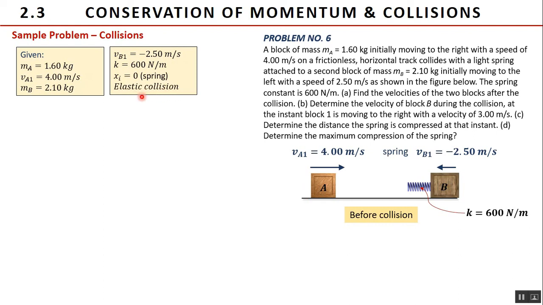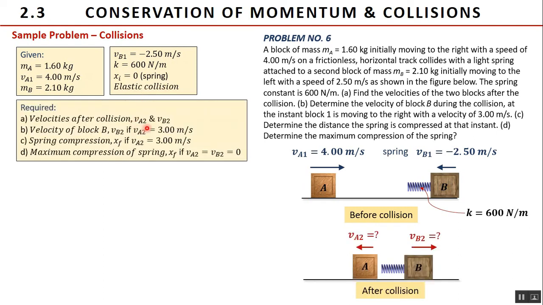Now what we are looking for is letter A, the velocity of each block after collision, vA2 and vB2. Letter B, the velocity of block B, vB2, if vA2 is 3 meters per second. Letter C, the spring compression, x sub f, if vA2 is 3 meters per second. And letter D, the maximum compression of the spring, x sub f, if the blocks stopped. That is, their velocities, vA2 and vB2, are both zero. Now that we have identified all given information and quantities to be solved, let us begin the solution.